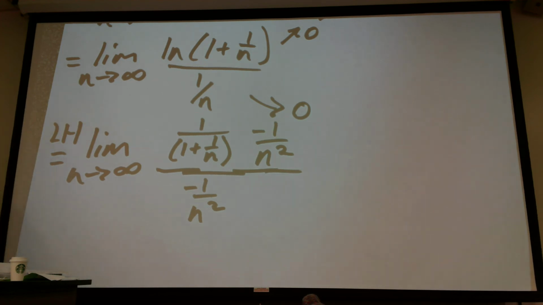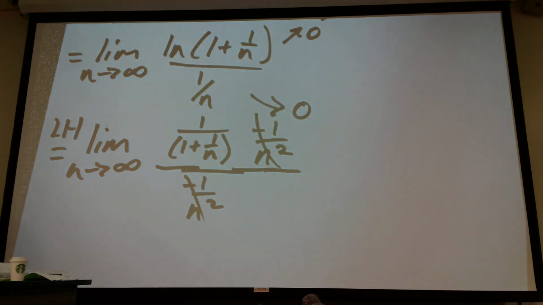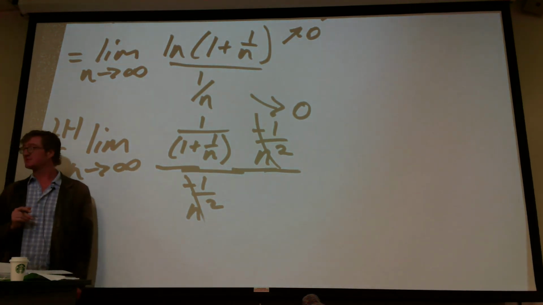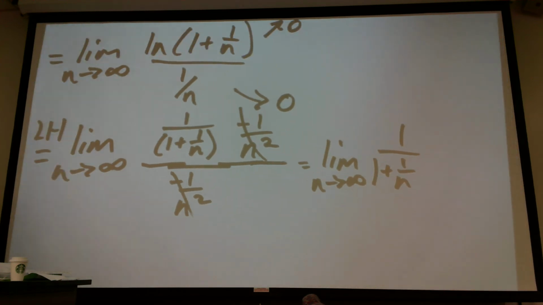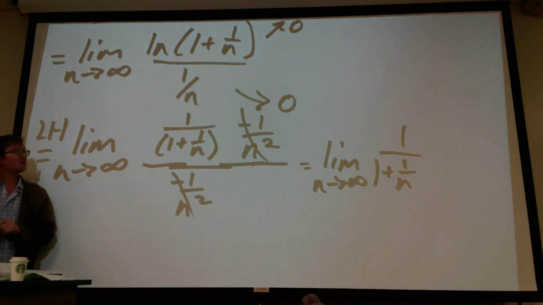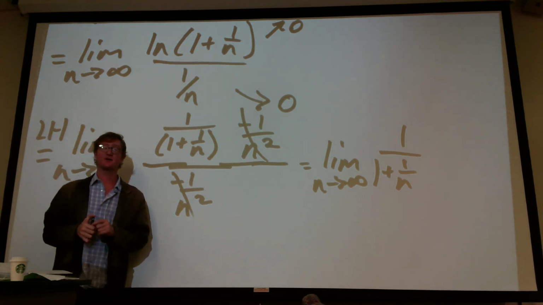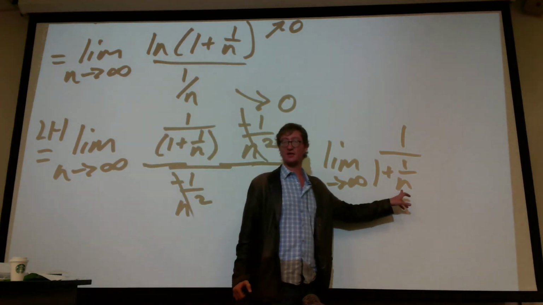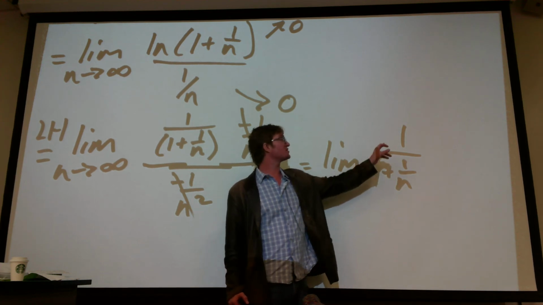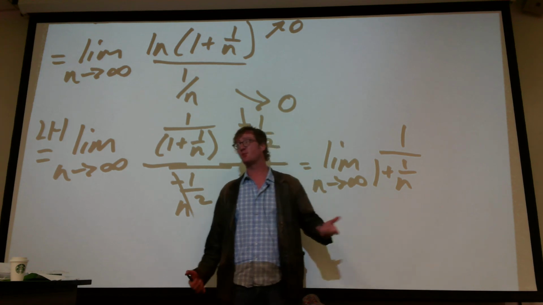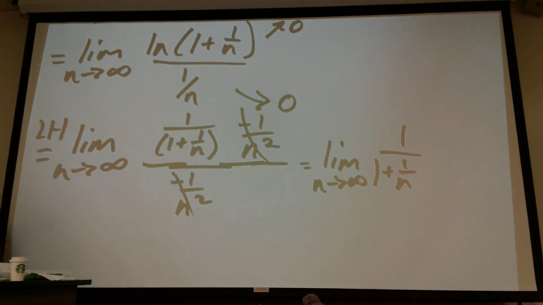Well, those guys are going to cancel each other out. And, well, we end up with just the limit as n tends towards infinity of 1 divided by 1 plus 1 over n. Okay, so I'm taking the limit as n tends towards infinity of this thing. So this guy right here, at the bottom of the fraction, that 1 over n is going to go to 0. Okay? So what I'm left with is just 1 divided by 1 plus 0. Well, 1 divided by 1 plus 0 is just 1.